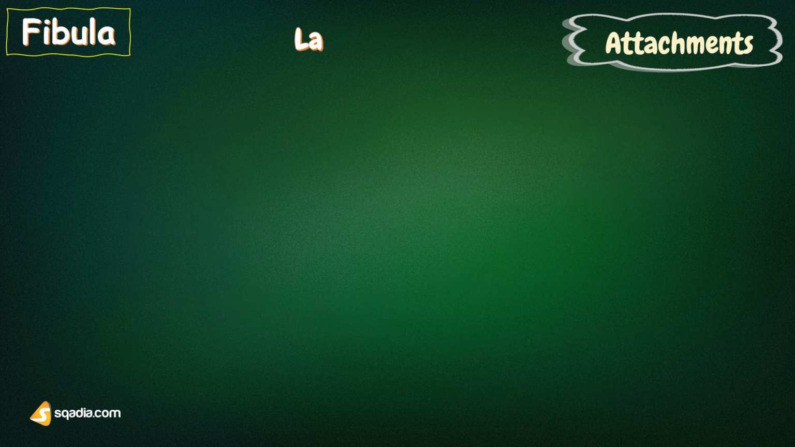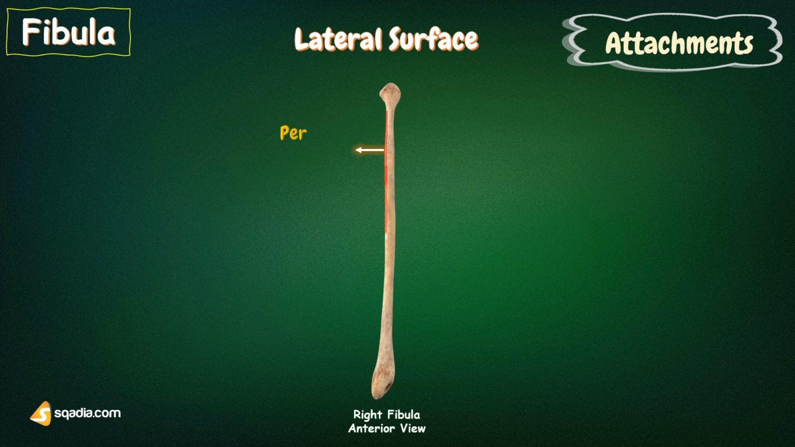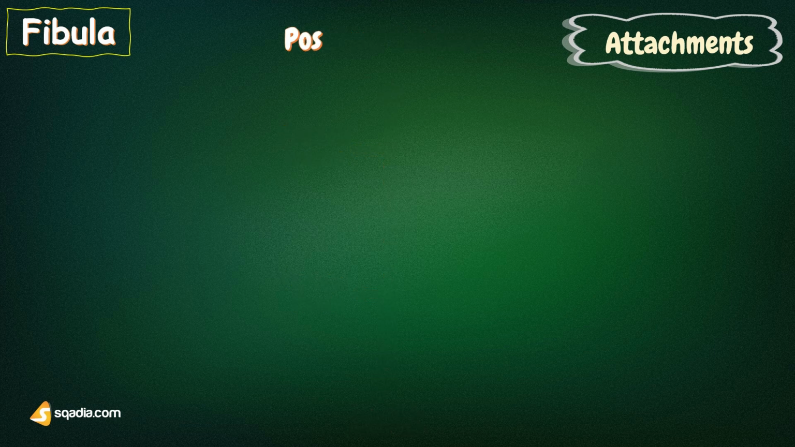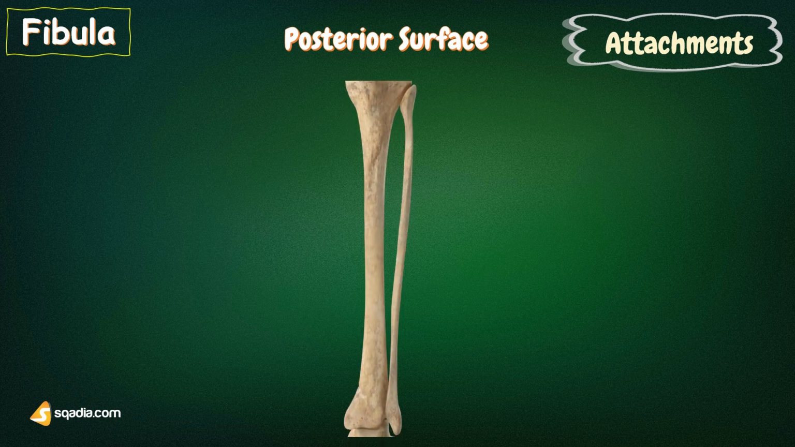Moving on to the lateral surface of the shaft, it gives origin to peroneus longus from its upper one-third and posterior half of the middle one-third, and the peroneus brevis from the anterior half of its middle one-third and the whole of the lower one-third. The common peroneal nerve terminates in relation to the neck of the fibula.